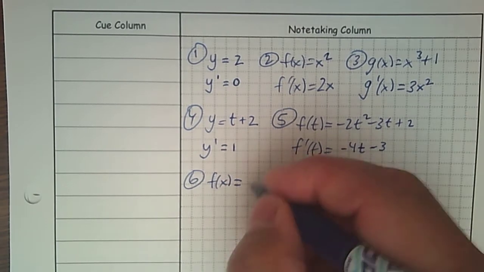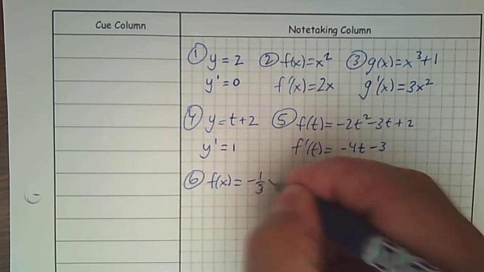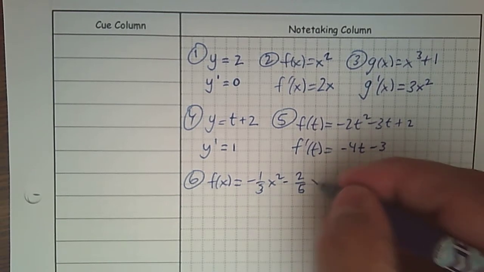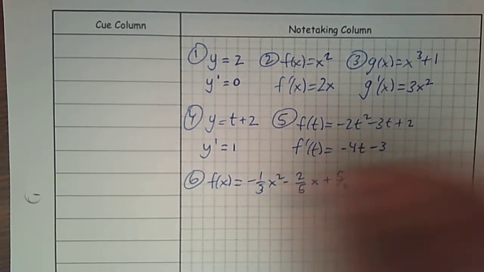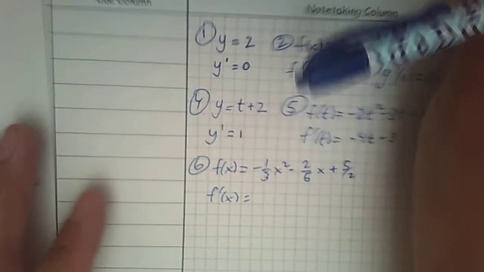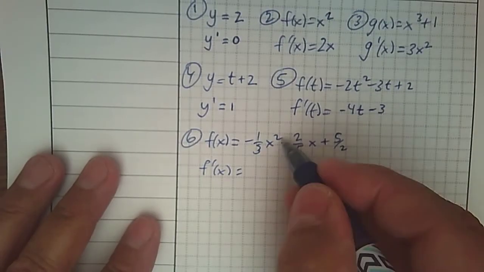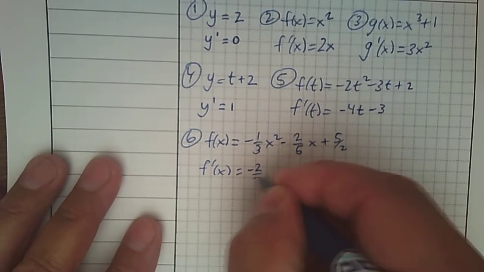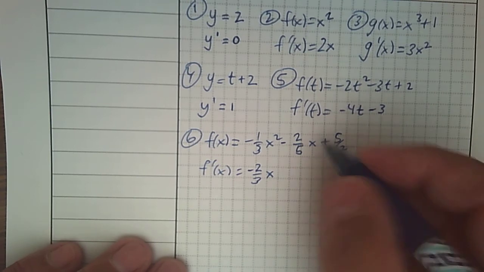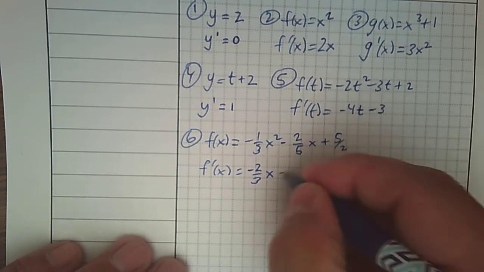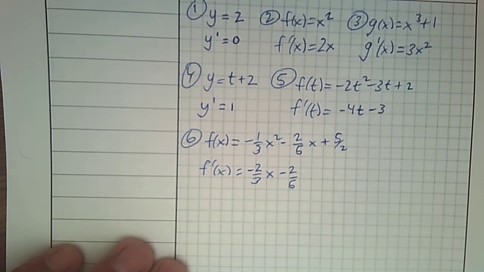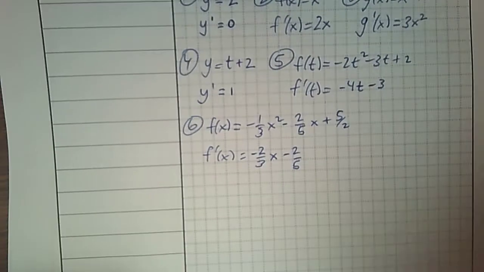So f of x equals negative 1/3 x squared, subtract 2/5 x plus 5 over 2. So what's the derivative of that? We need to know how to handle the fractions. 2 times negative 1/3 is negative 2/3. Subtract 1 from the exponent, it's negative 2/3 x. Negative 2/5 x, that's just negative 2/5. And the derivative of 5 over 2 is 0. Done. All right, number 7.